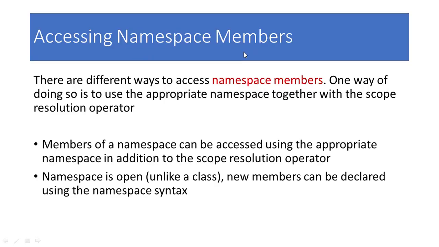Accessing namespace members. There are different ways to access namespace members in an application. One way of doing so is to use the appropriate namespace together with the scope resolution operator. Members of a namespace can be accessed using the appropriate namespace in addition to the scope resolution operator. That will make it easy for us to access it. We simply need to use the appropriate namespace with the scope resolution operator. Namespace is open. It is unlike a class. New members can be declared using the namespace syntax.